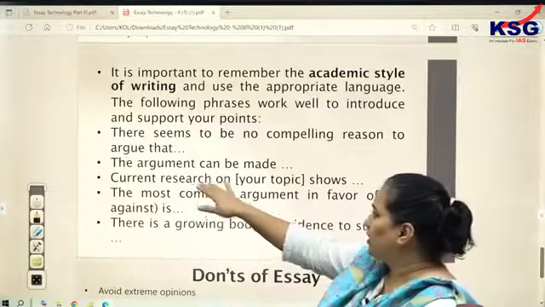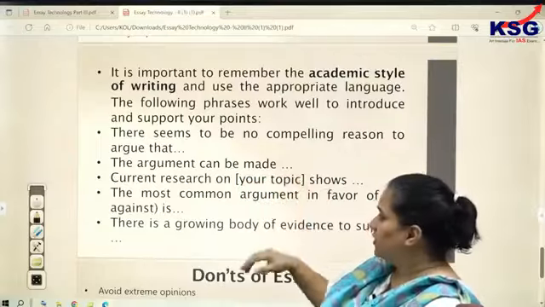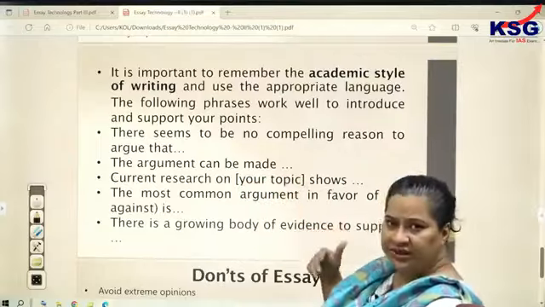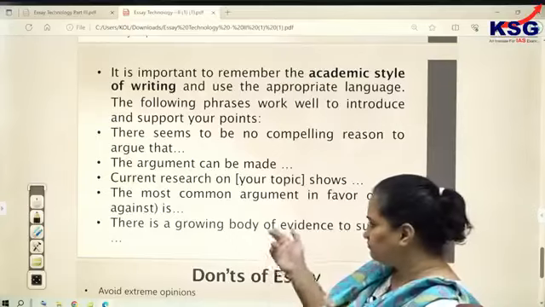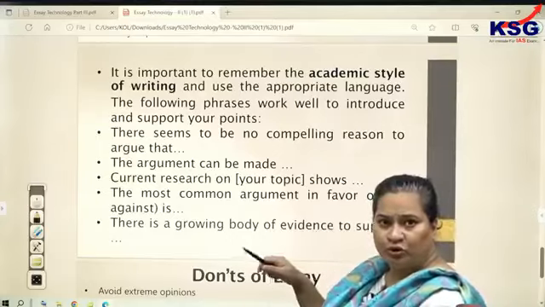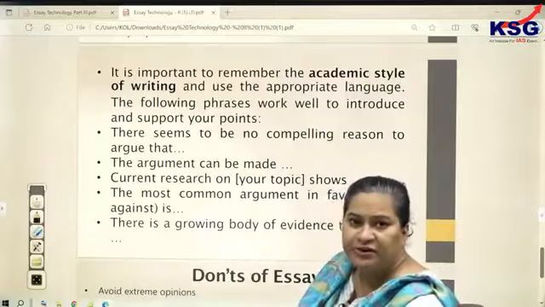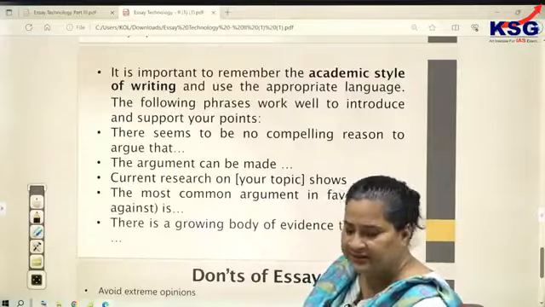Again, you can talk about the current research on the topic, the most common argument against this or in favor of this. Again, there is a growing body of evidence to support ... So you can memorize similar such expressions that enable you to write a powerful essay.